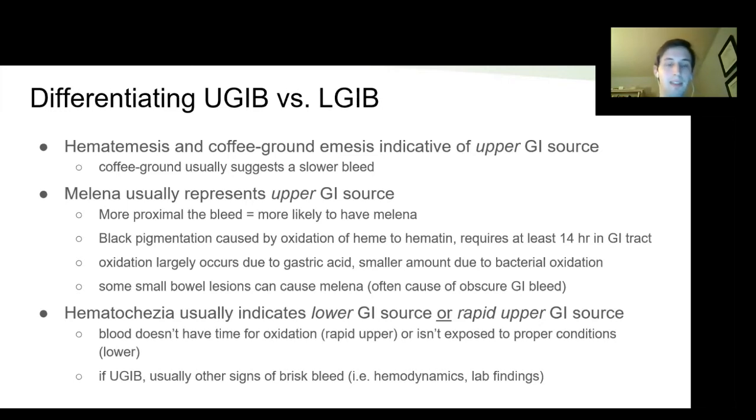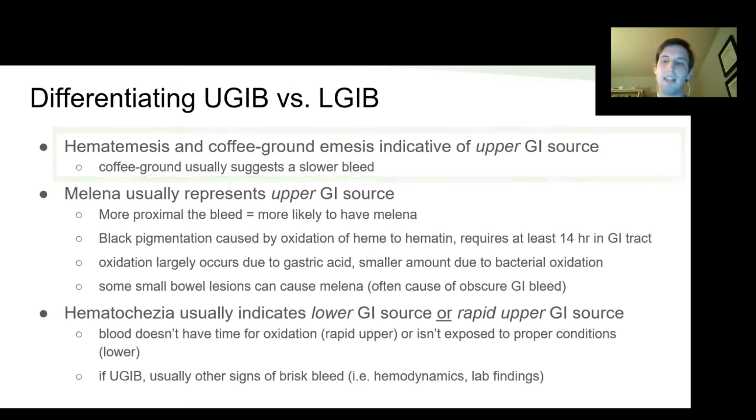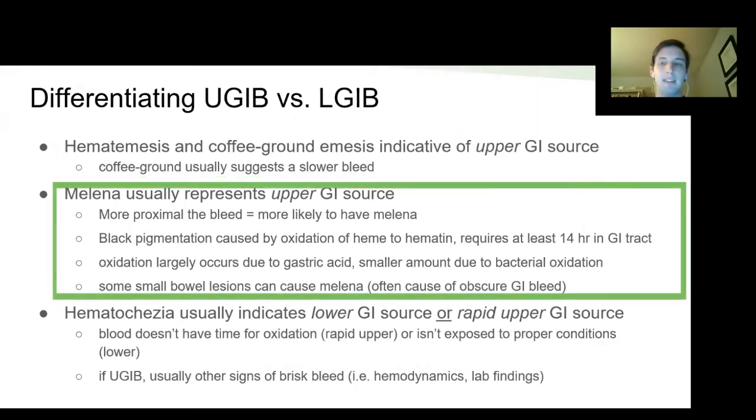So hematemesis and coffee ground emesis are indicative of something happening either in the stomach or the esophagus. And the difference between those is that coffee ground suggests, generally speaking, that there is more time for the blood to be sitting in the gastric acid to oxidize. And so that means it's usually a slower bleed or maybe a less clinically significant bleed. It's still something to look at, but it doesn't mean that there's currently an active bleed going on. Melena is usually indicative of some sort of upper GI source.